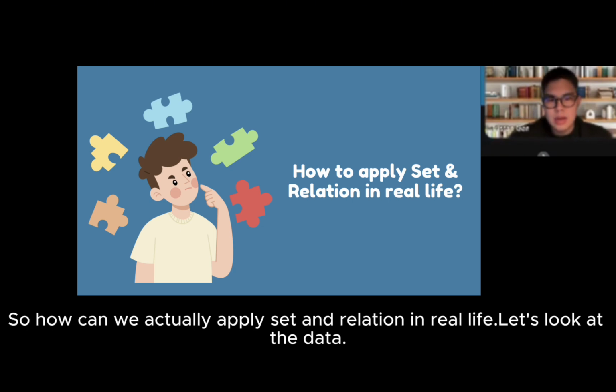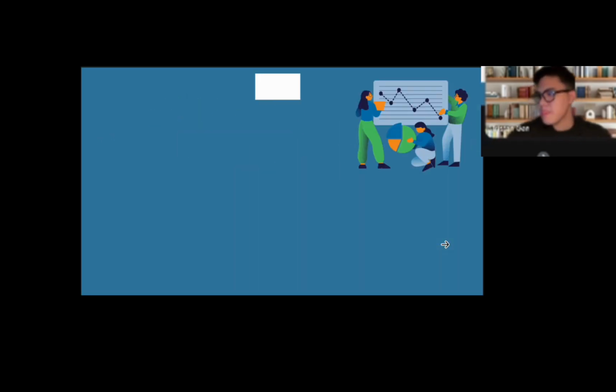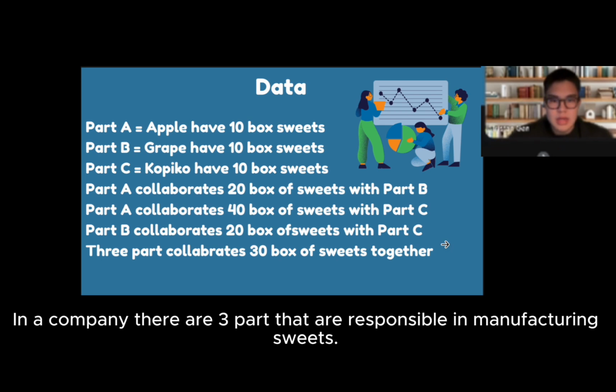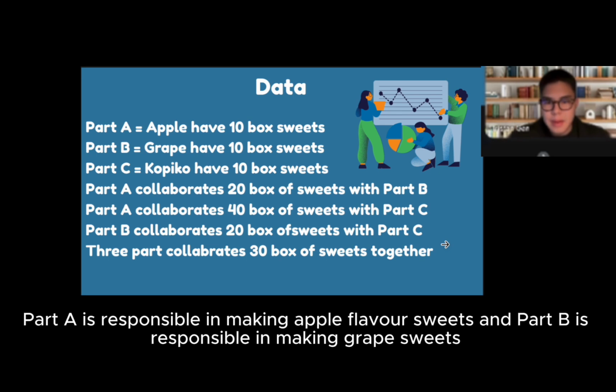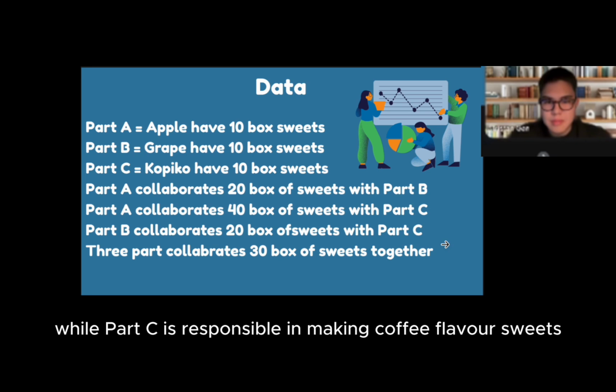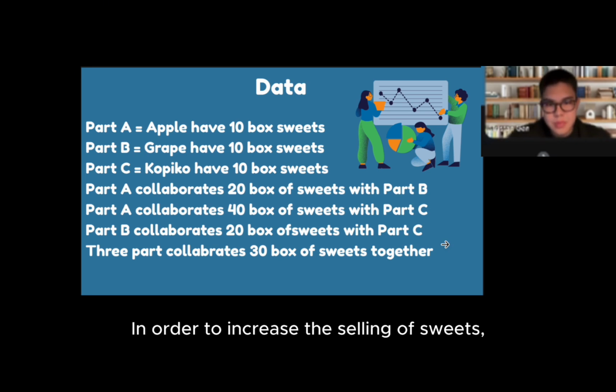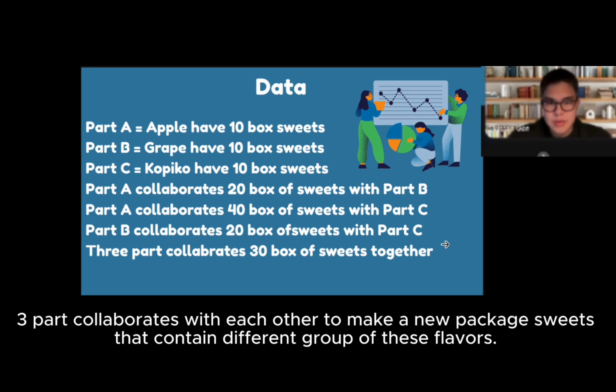So how can we actually apply set and relation in real life? Let's look at the data. In a company, there are three parts that are responsible for manufacturing sweets. Part A is responsible for making apple flavor sweets, Part B is responsible for making grape sweets, while Part C is responsible for making coffee flavor sweets. In order to increase the selling of sweets, the three parts collaborate with each other to make new packaged sweets that contain different groups of these flavors.